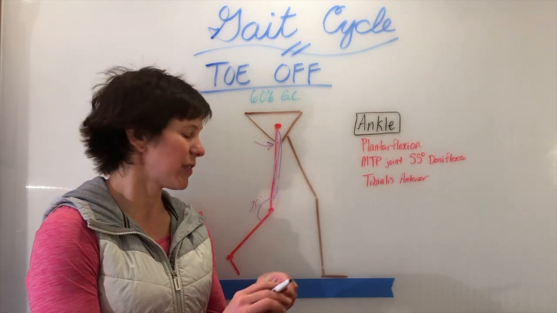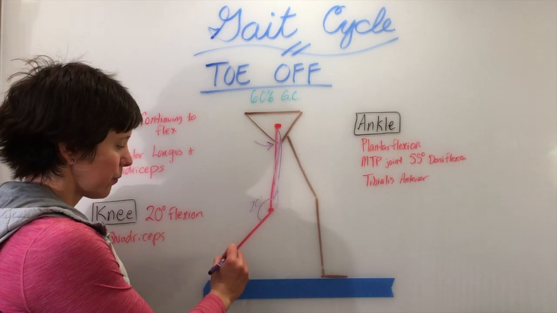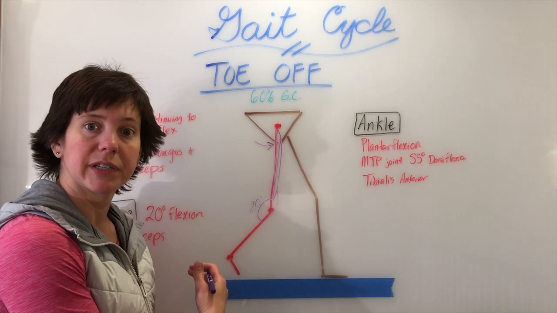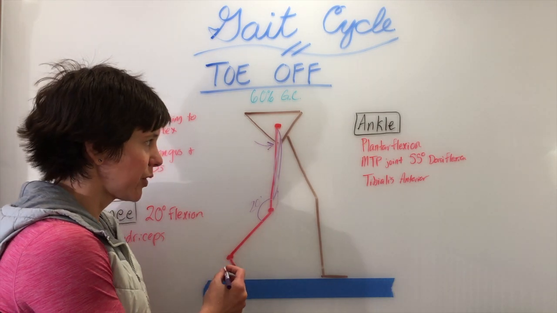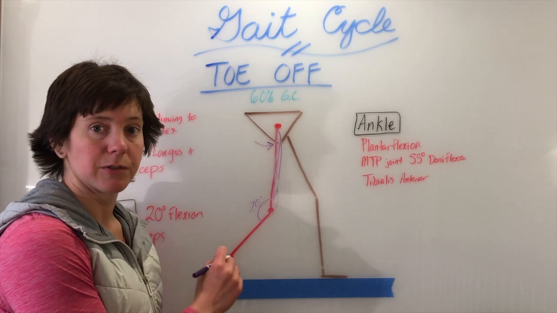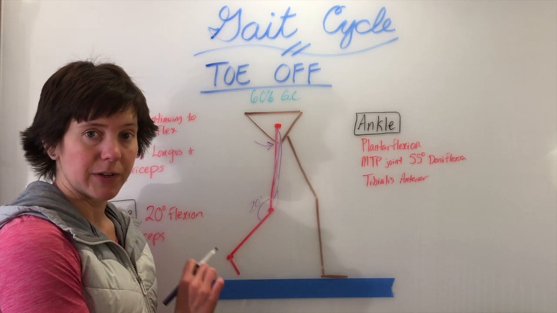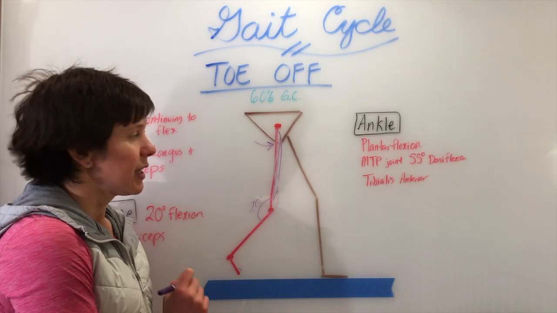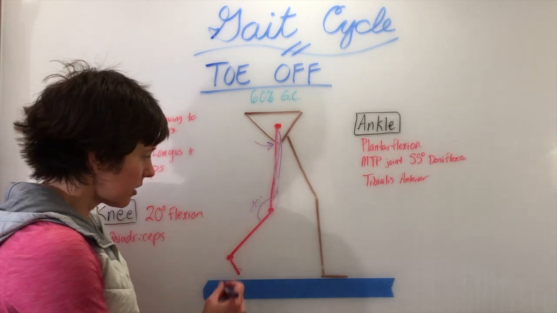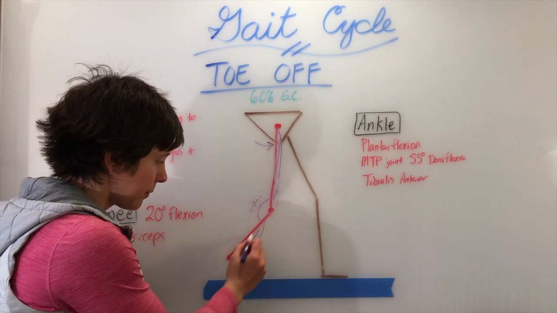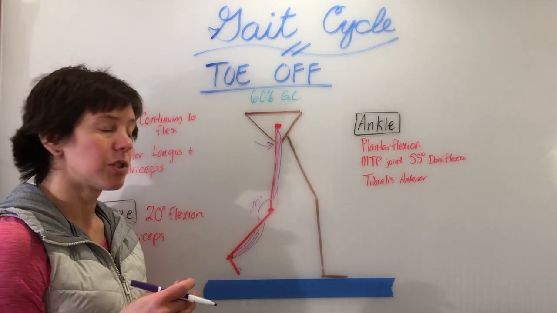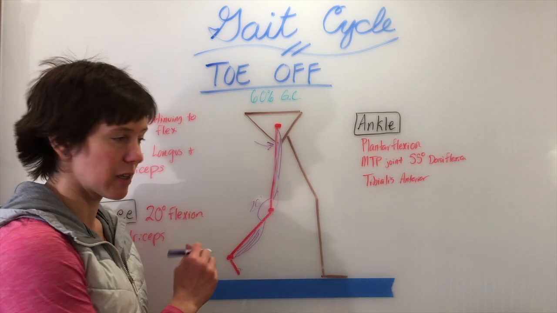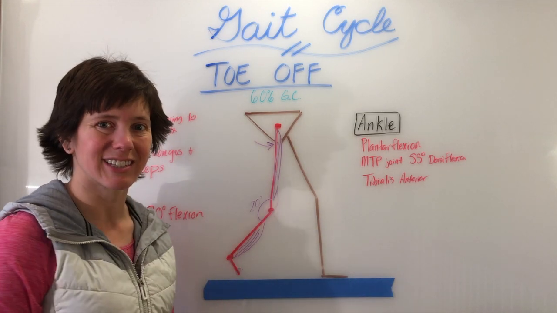At the ankle, it went through push off and is in maximum plantar flexion of the gait cycle, and the MTP, the metatarsophalangeal joint, was at 55 degrees of dorsiflexion there, and the tibialis anterior is now starting to activate to bring that plantar flexion into dorsiflexion so that your toe does not drag during the next phase.